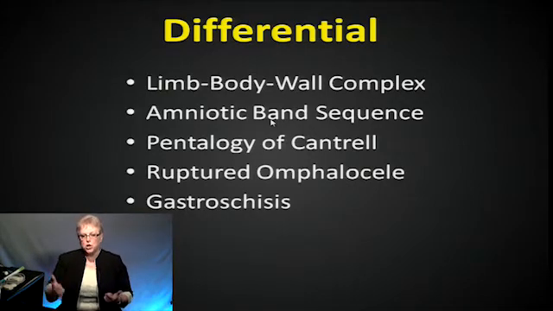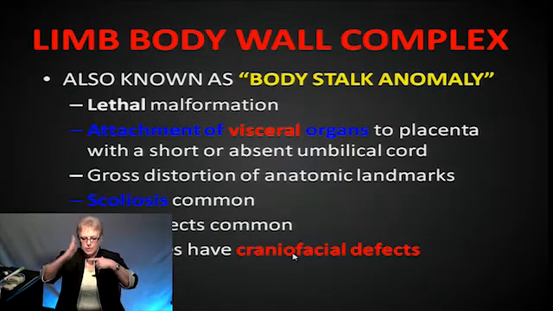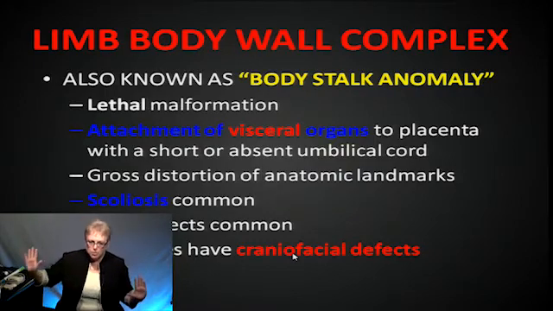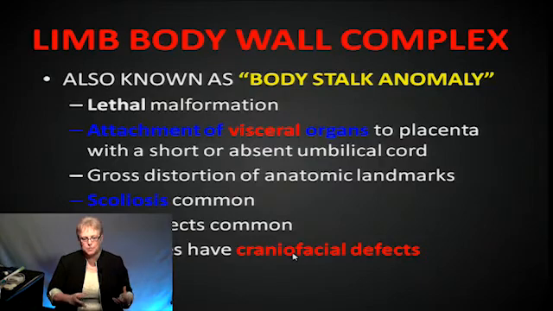So a limb-body wall complex has a lot of amniotic bands, and they have that hallmark of 40% of them going to have craniofacial defects. And you can see these bands going everywhere, but because of everything else and the distortion of the abdomen, it's not just amniotic band. This is actually a limb-body wall complex. It's also known as a body stalk anomaly.